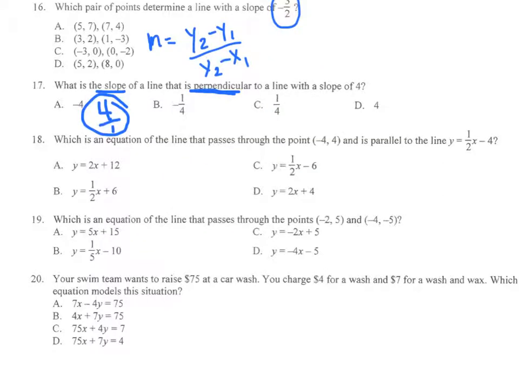Number 18, which is an equation of a line that passes through the point -4 and 4, but is also parallel to a line that is y equals 1/2 x minus 4. Now remember, if they're parallel, their slopes are going to be the same. So you need to look at which one of these four, A, B, C, or D, is going to have the same slope as that guy. Okay? And then use the -4 and 4, plug it into y equals mx plus b to figure out your b. Okay?